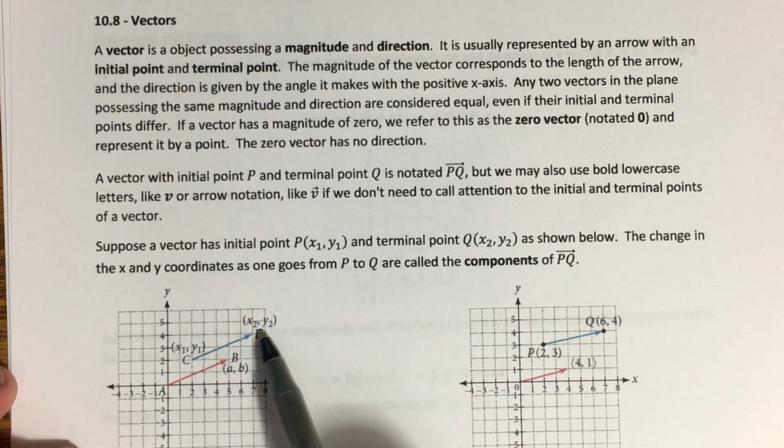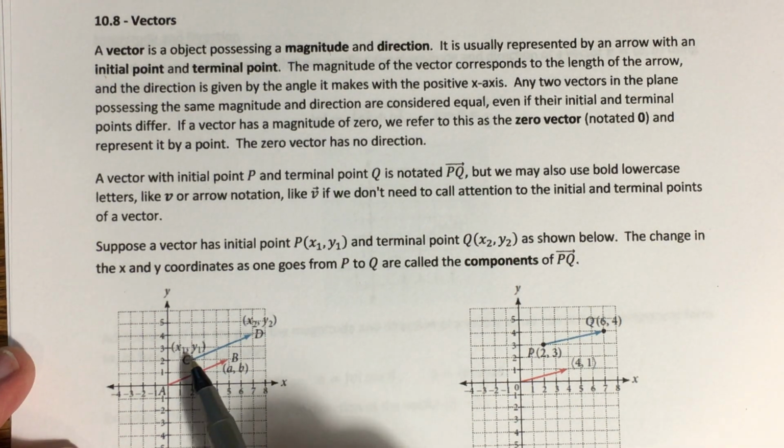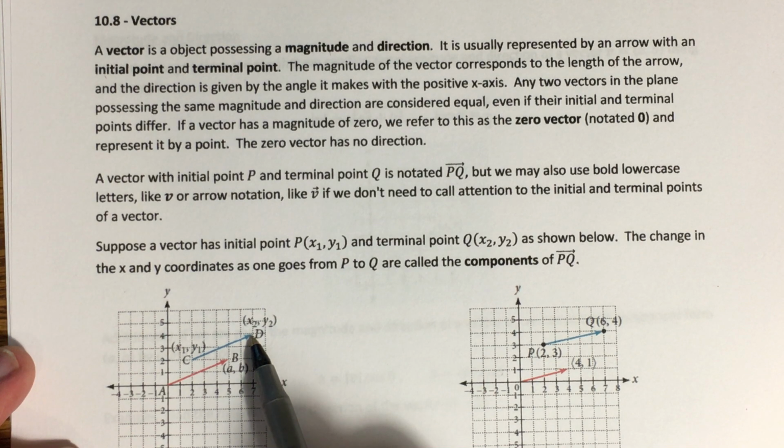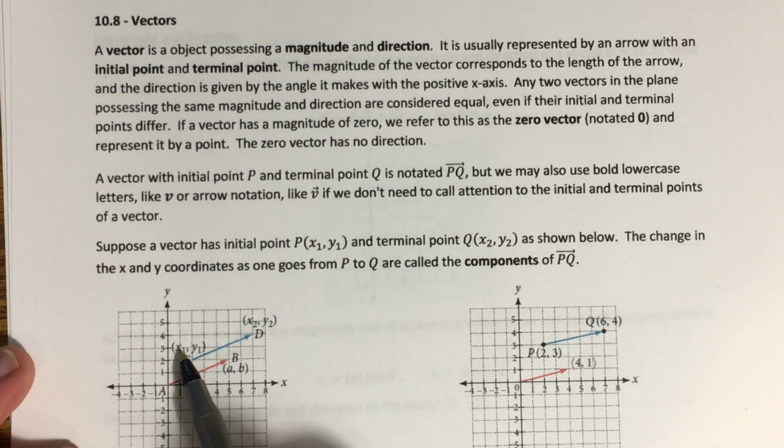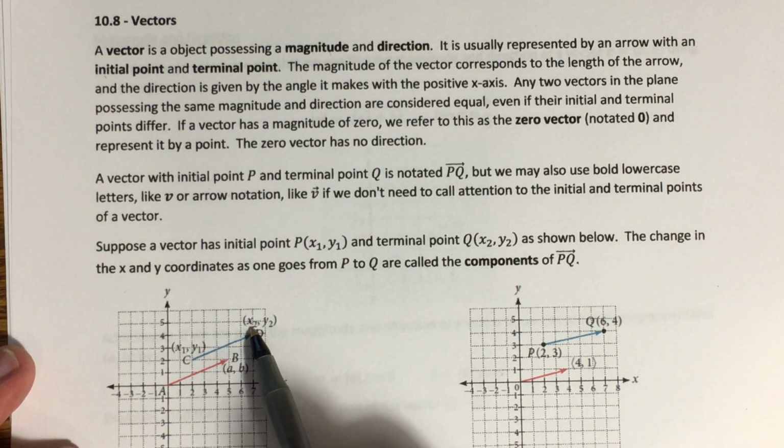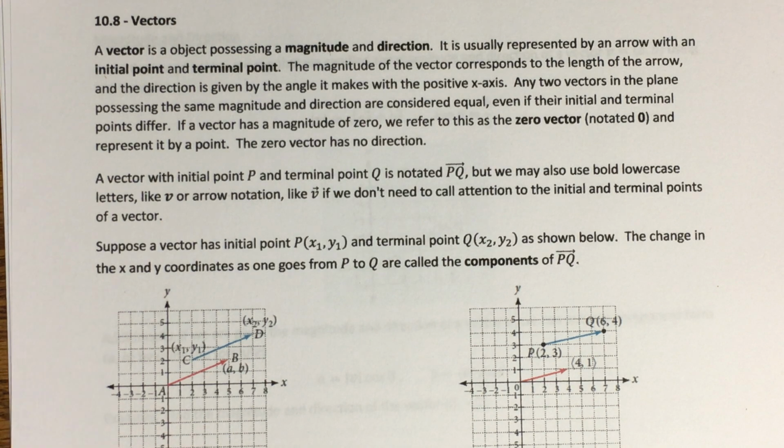When we put vectors in this arrow notation, the end point of the arrow that does not have the arrowhead, we call that the initial point of the vector. And the point that has the arrowhead on it, we call that the terminal point. So in this example, my initial point is (x1, y1). My terminal point is (x2, y2).